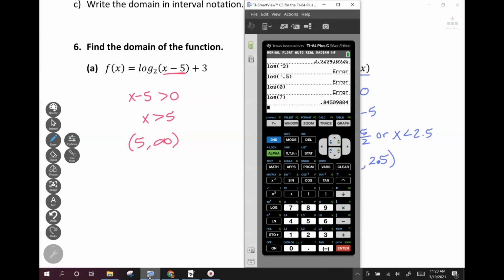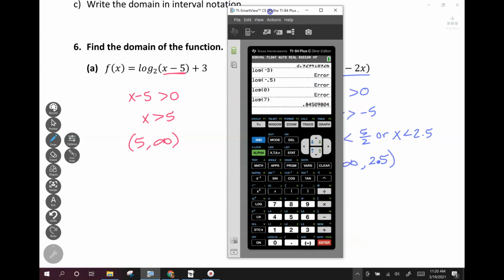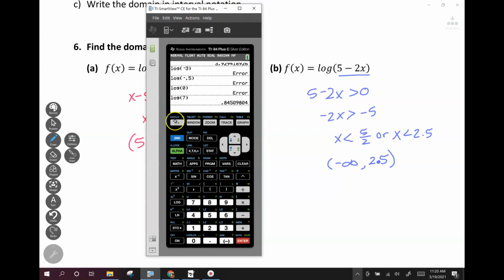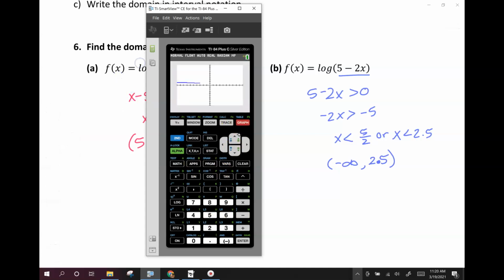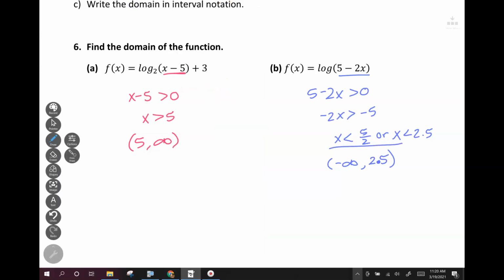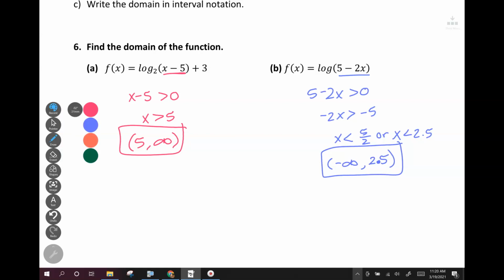And you could check that on the graph. If I just wanted to make sure that my domain was correct there, I could go in here and say log 5 minus 2x. See what that graph looks like. Okay, and you see that it cuts off right here, right at about 2.5. So yeah, your domain is negative infinity to 2.5. All right. And that's it for your notes on logs.